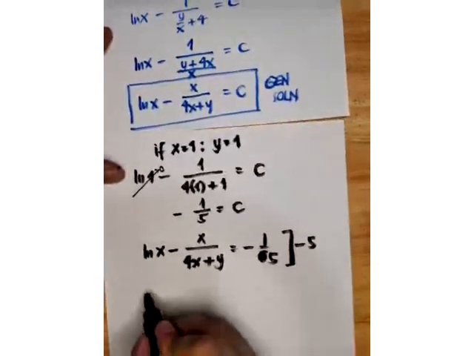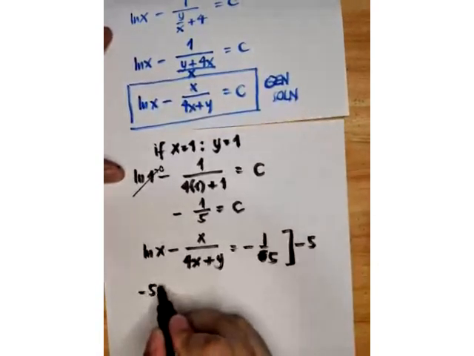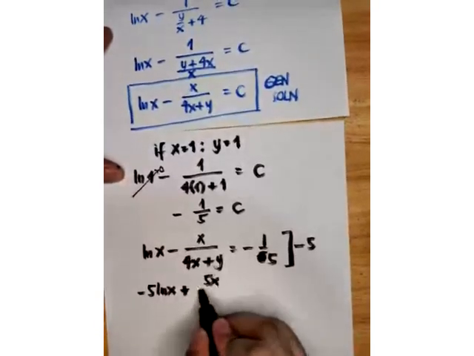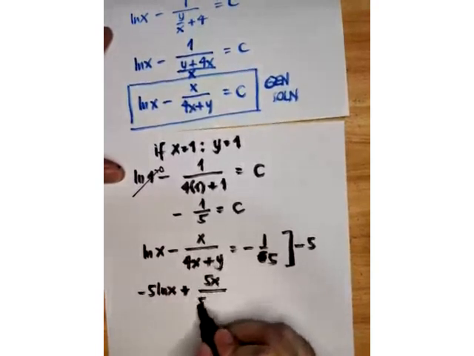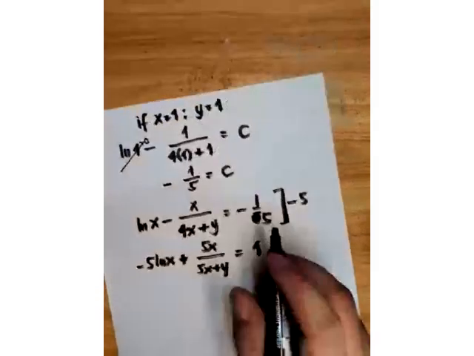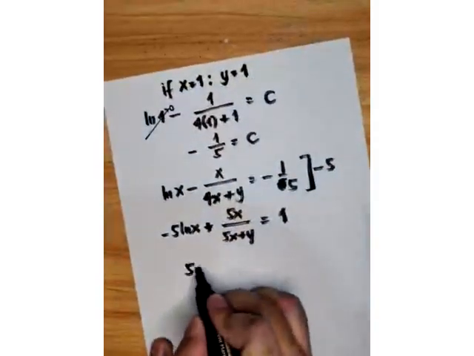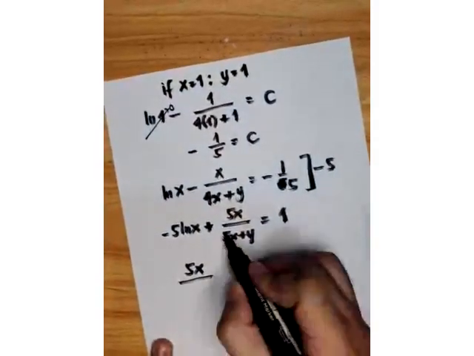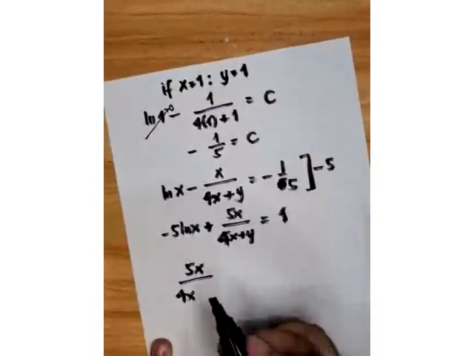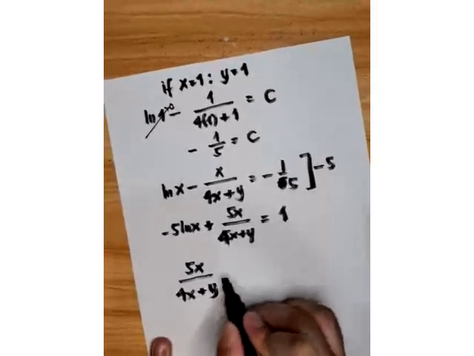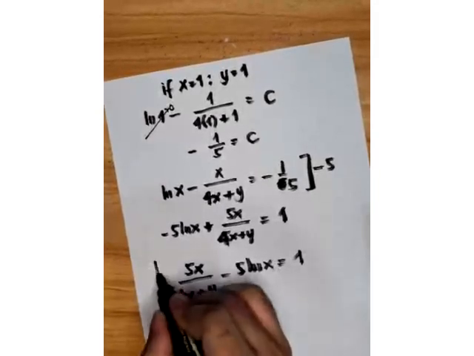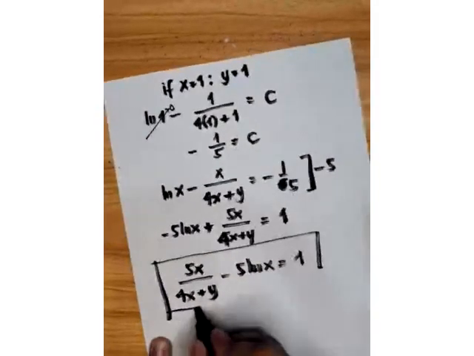So magiging negative 5 ln of x plus 5x over 4x plus y is equal to 1. Ayan. Or rewrite ko na lang. So 5x over 4x plus y minus 5 ln of x is equal to 1. So this is our particular solution.